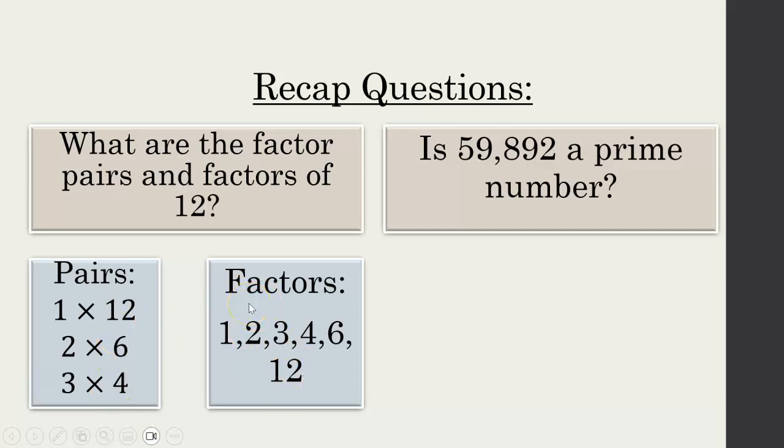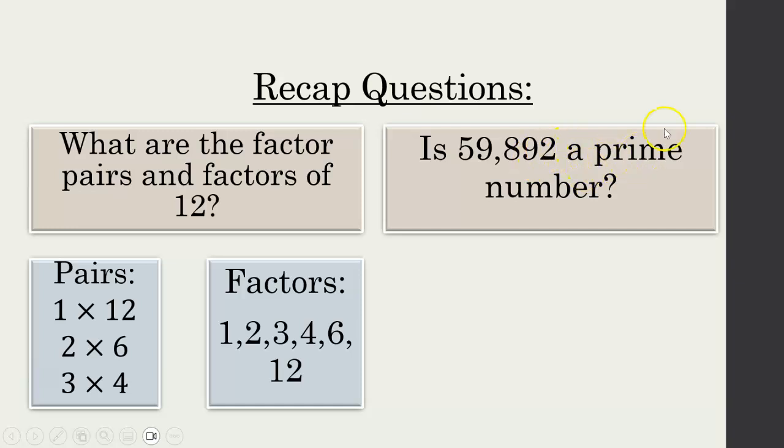Again, I'm going to say this again. Factors are numbers that divide evenly into the number. Factor pairs are 2 numbers that multiply together to make the number. Okay?